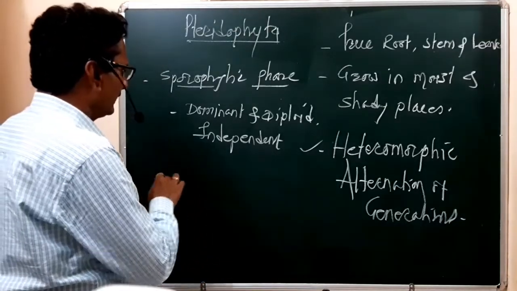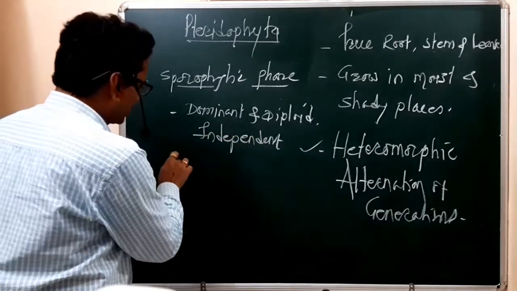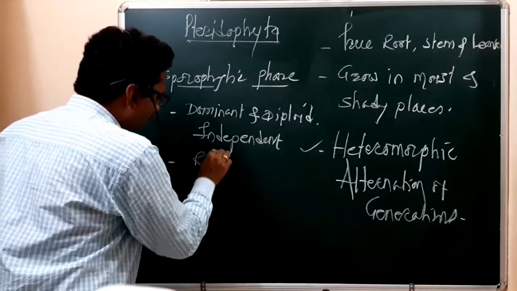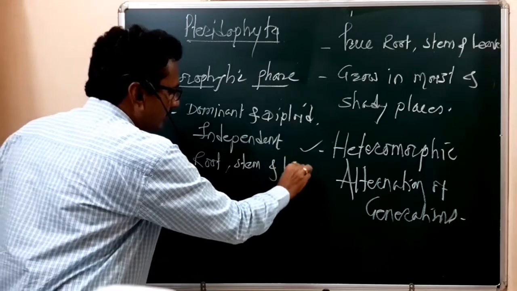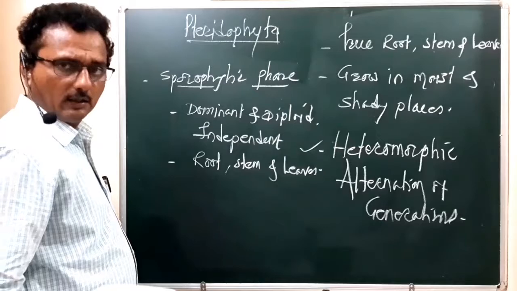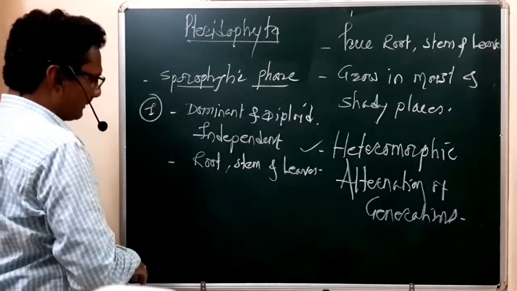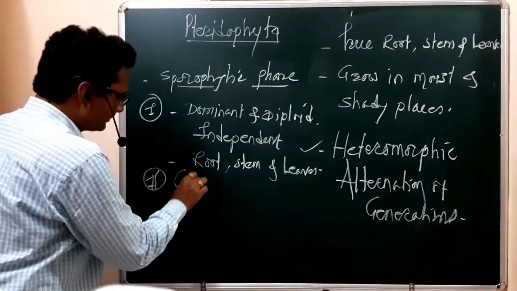The Sporophytic phase is a dominant, diploid and independent phase, and no doubt it is differentiated into root, stem and leaves. So this is the first phase. Then the next phase is the Gametophytic phase.